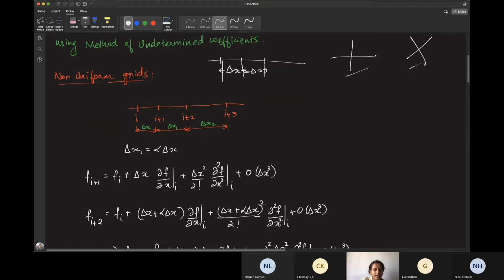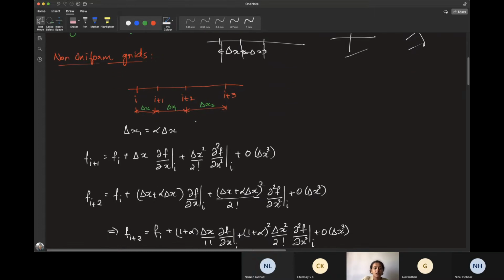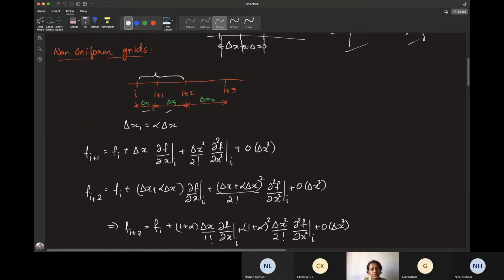So here between i and i plus 1, the distance is delta x, and between i plus 1 and i plus 2, we have another distance, which we call delta x1, and again delta x2 between i plus 2 and i plus 3. Now we need a relation between delta x1 and delta x in order to get a scheme which involves these 3 points. You just need a relation like this. There is a scaling kind of relation, or you can have any other relation that you want. That will depend on the grid actually.